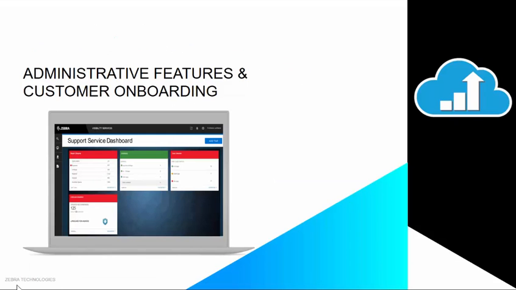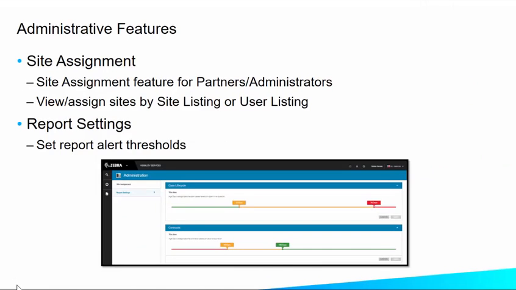Okay, so let's move on to some administrative features and onboarding because that's how you're going to get access to the new dashboard. So we have a couple of new administrative features. Number one is called site assignment. So we can associate data with different sites or locations. This happens to be a partner or administrative feature where they can differentiate by user what data they want to see by site or by location.